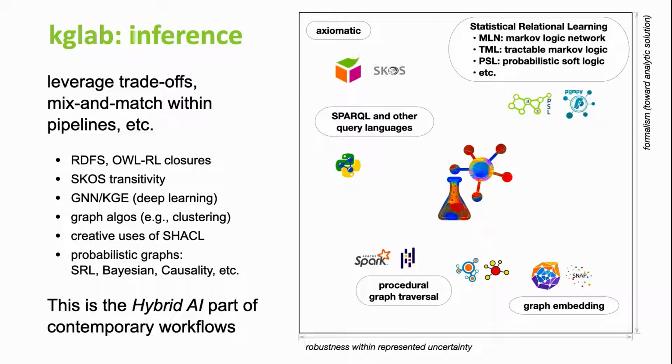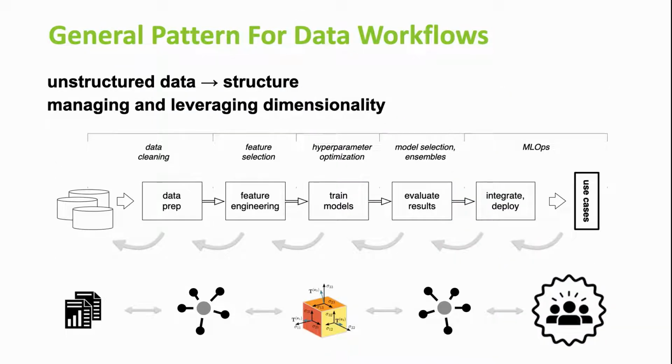What I want to point out here is that not all of these are quite the same. In fact, you can plot them. Some are better in terms of formalism and more analytic solutions. Others are better at working with messy, noisy data and being able to represent uncertainty. The point that we want to make is mix and match for a given use case. Find out how you can blend these together. We see how these types of operations fit in at each point.